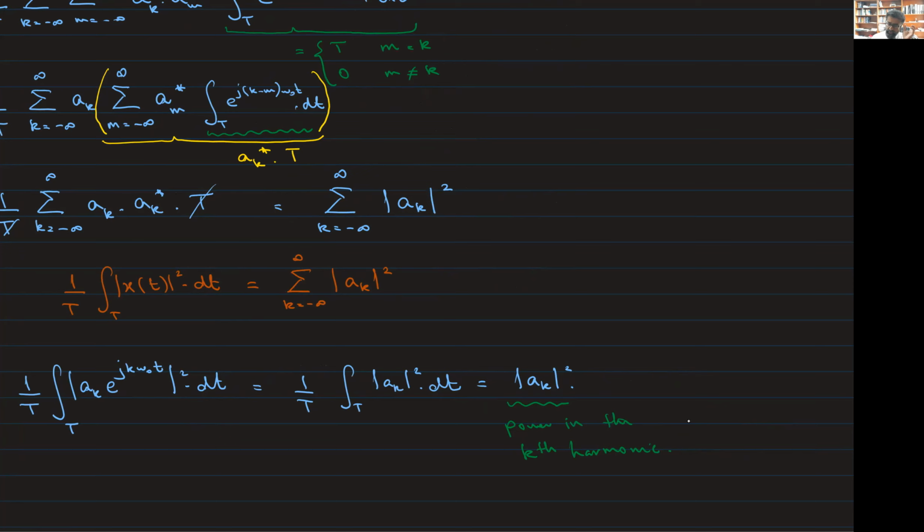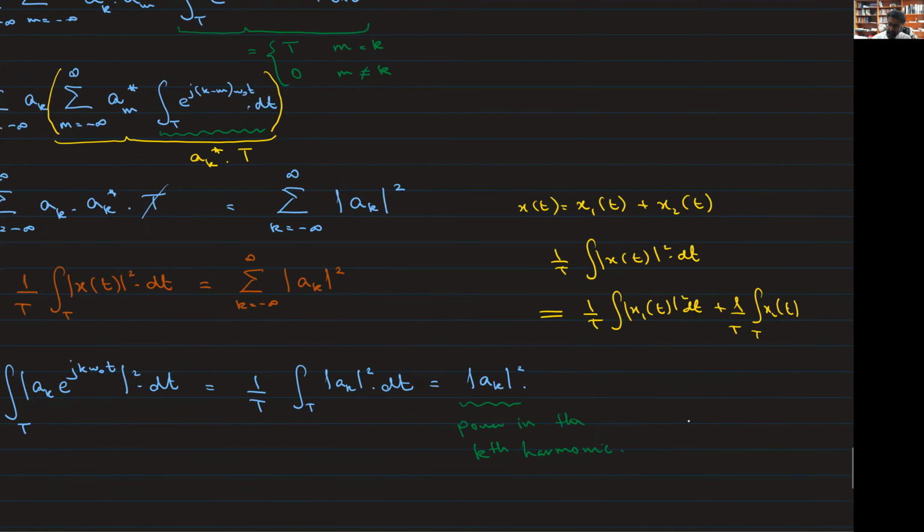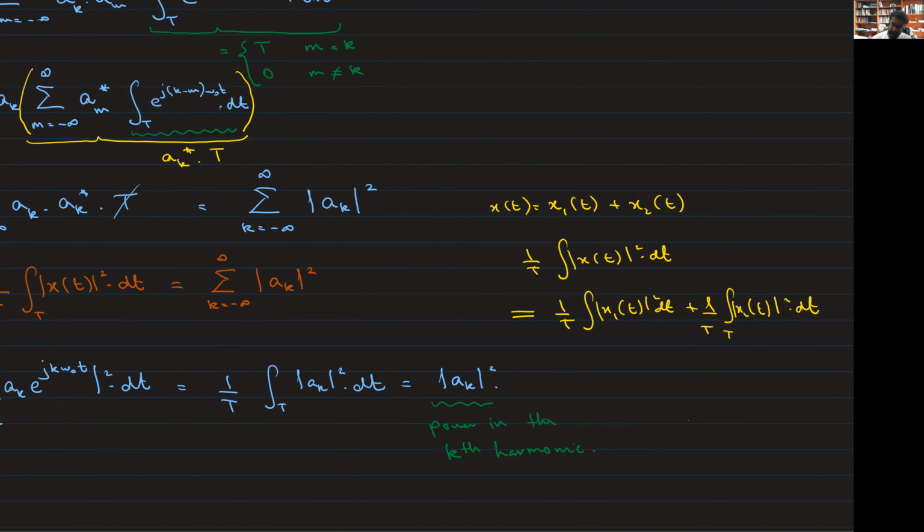So here's the point: if I give you signal x1 of t, and I add another signal x2 of t, and this is x of t, and I ask you to find the power in x of t, that means this is 1 upon T, integral of absolute of x of t squared dt. This may not necessarily be equal to 1 upon T integral of absolute x1 squared dt plus 1 upon T integral of absolute x2 of t squared. So this equality is not true in general.